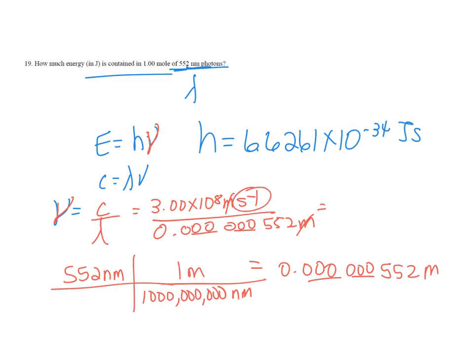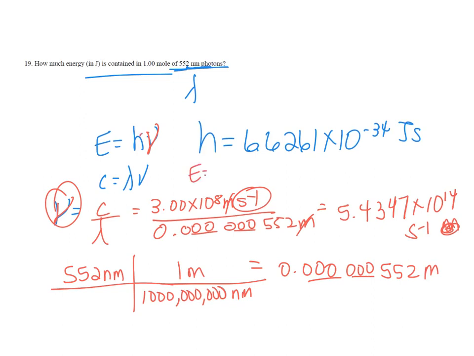You need to show all your units for full credit on the open response. Now I'm going to do 3.00 times 10 to the 8th divided by 0.000000552. That gives me 5.4347 times 10 to the positive 14 reciprocal seconds, because we're dealing with nu.